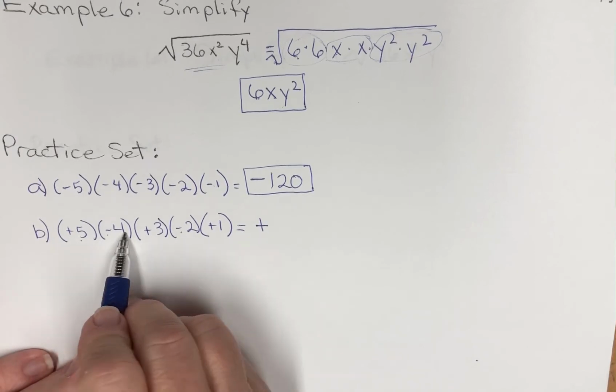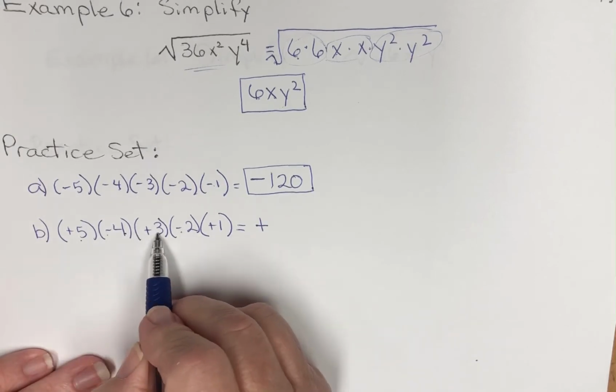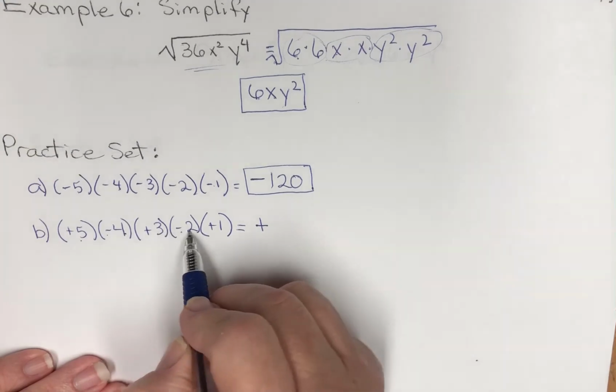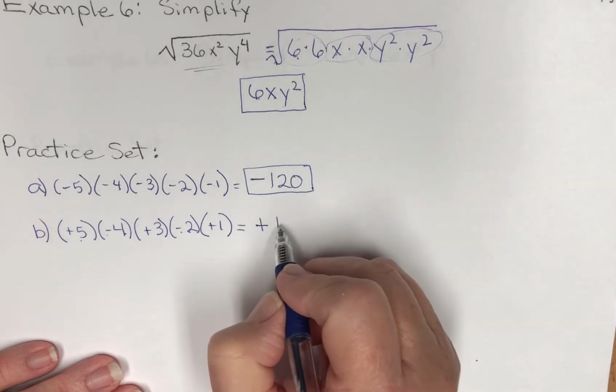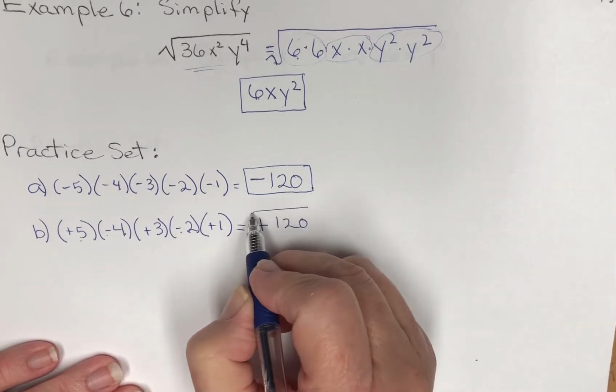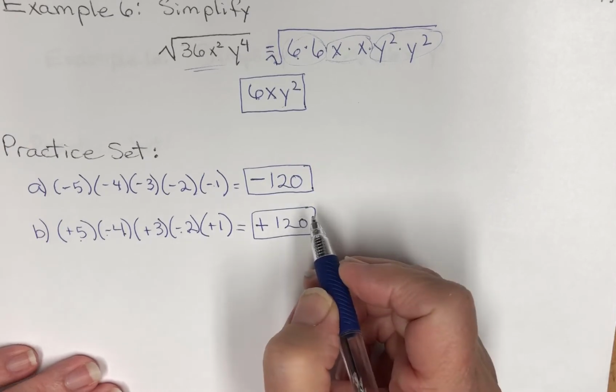5 times 4 is 20. 20 times 3 is 60. 60 times 2 is 120. 120 times 1 is 120. So there is my answer for B.